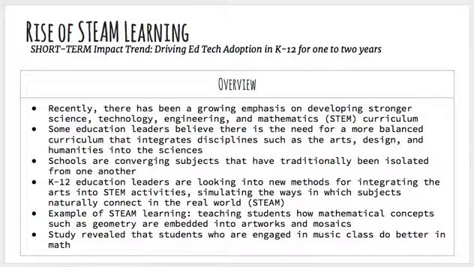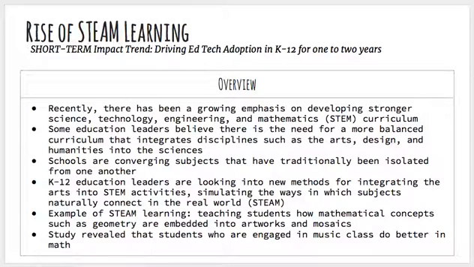So schools are converging subjects that have traditionally been isolated. Traditionally, science, technology, engineering, math, and arts have all been very separate, distinct subject areas, but now they're really trying to integrate them, which will really help connect to the real world. An example given in this article of STEAM learning is teaching students how mathematical concepts such as geometry are embedded into artworks and mosaics.